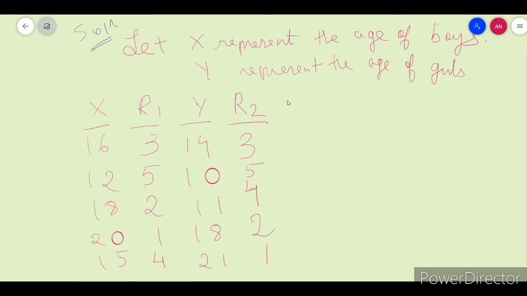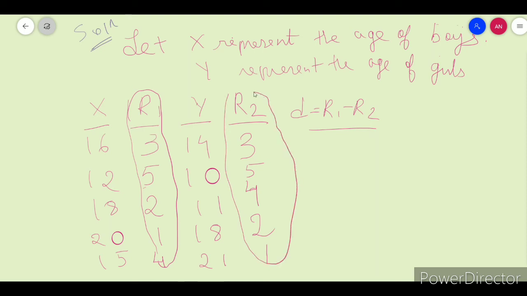So now to find D, which is nothing but the difference between ranks R1 and R2, we'll focus only on these two columns, R1 and R2. Difference between 3 and 3, 0. Difference between 5 and 5, 0. Difference between 2 and 4, -2. Difference between 1 and 2, or 1 minus 2 is -1, and 4 minus 1 is 3.